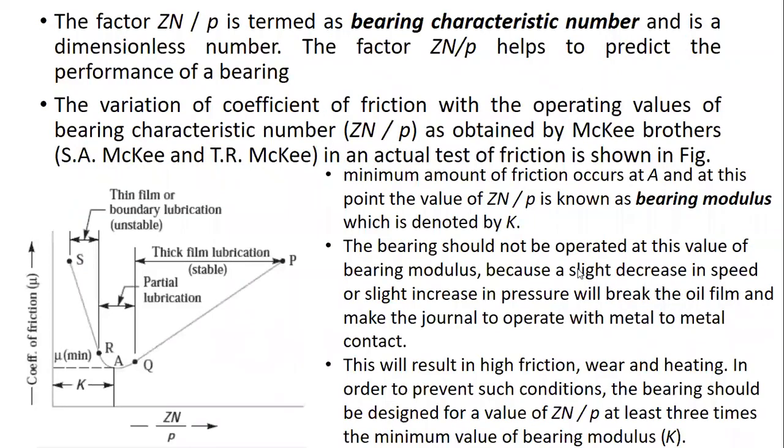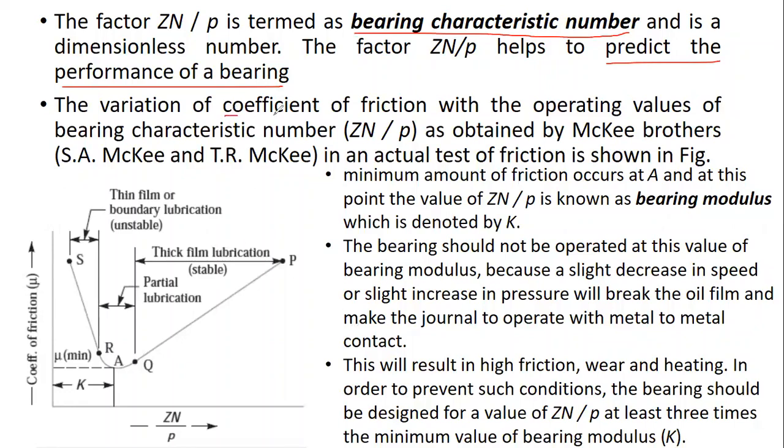Moving ahead, why Zn by P is more important? Because it is also called as bearing characteristic number or Sommerfeld number. Bearing characteristic number is a dimensionless number, and this factor Zn by P helps us to predict the performance of the bearing. Since it helps us to predict the performance of the bearing, that's why bearing characteristic number or Zn by P is very important dimensionless parameter or dimensionless number.